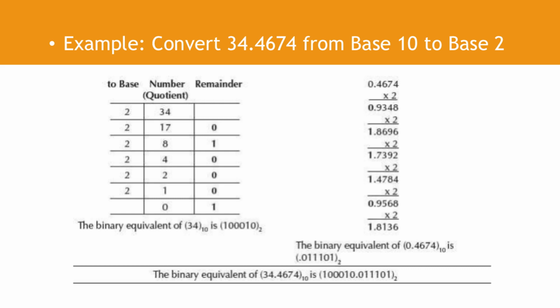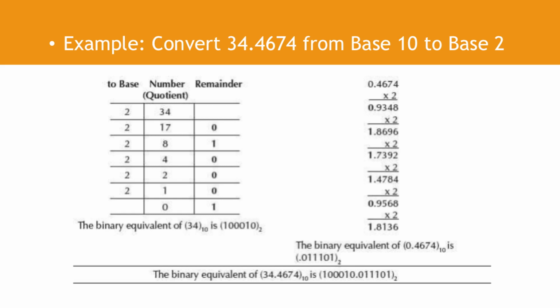0.4674. You multiply it by 2. For the whole number, we are dividing by 2, while for the decimal, you simply multiply. So 0.4674 times 2, what are we getting? We have 0.9348. Then multiply it again by 2, we have 1.8696. Multiplying it by 2, we'll have something more than 2, which is 3 point something.